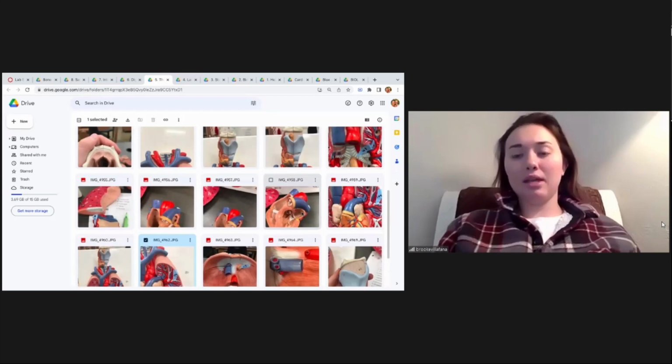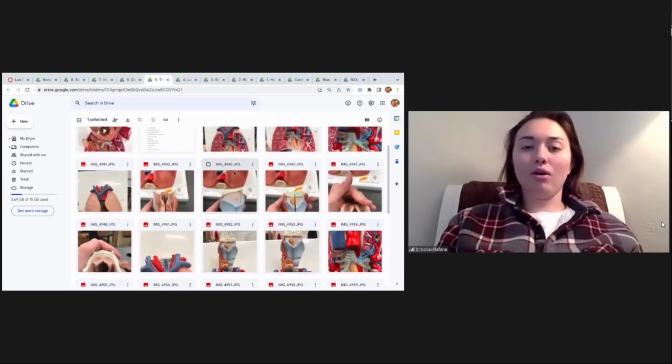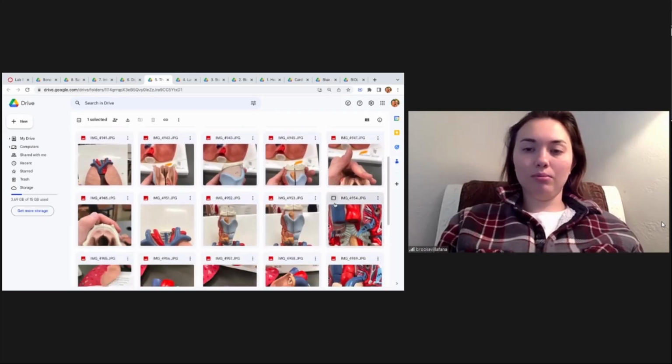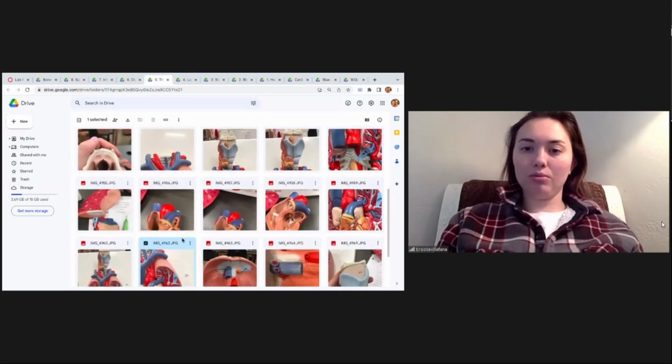But in the past, they had the thorax model and they had all the bones. So I don't see why there's any reason that would be any different now. It should be the same thing now.